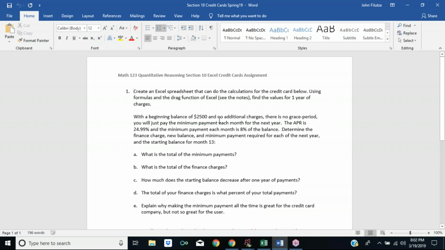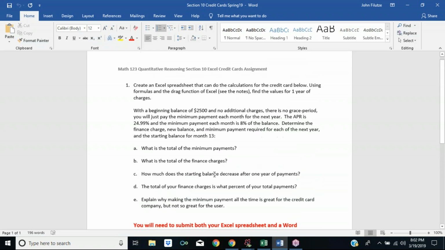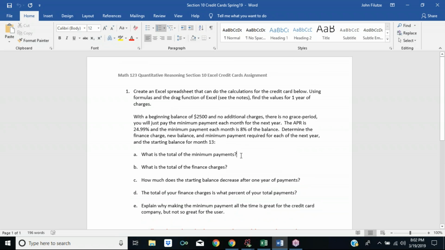So for the credit card, we have an assignment today. It's called Excel Credit Cards Assignment, and it says to create a spreadsheet using formulas. That's the whole key here, using formulas, right? And this one is just write the answers in. It says you will need to submit both your Excel spreadsheet and a Word document with the answers to the questions in order to receive full credit. So the Excel spreadsheet is going to be separate, and then you can just submit this document with your answers filled in there.